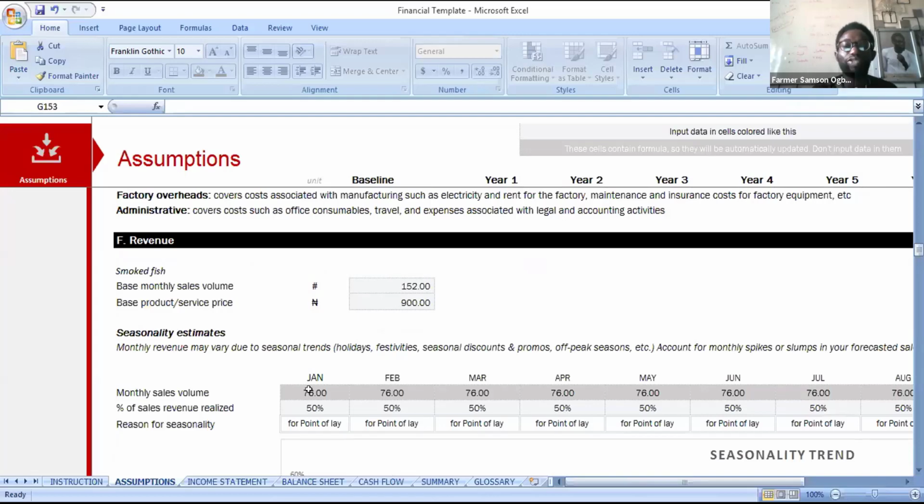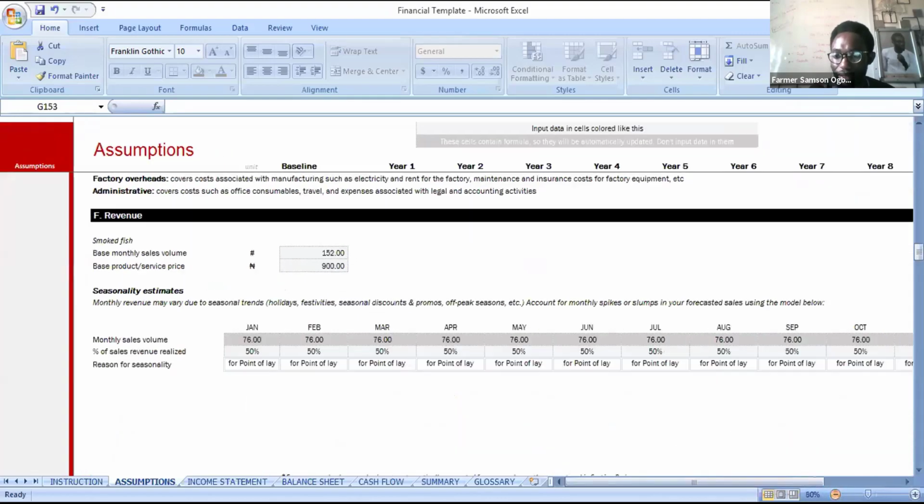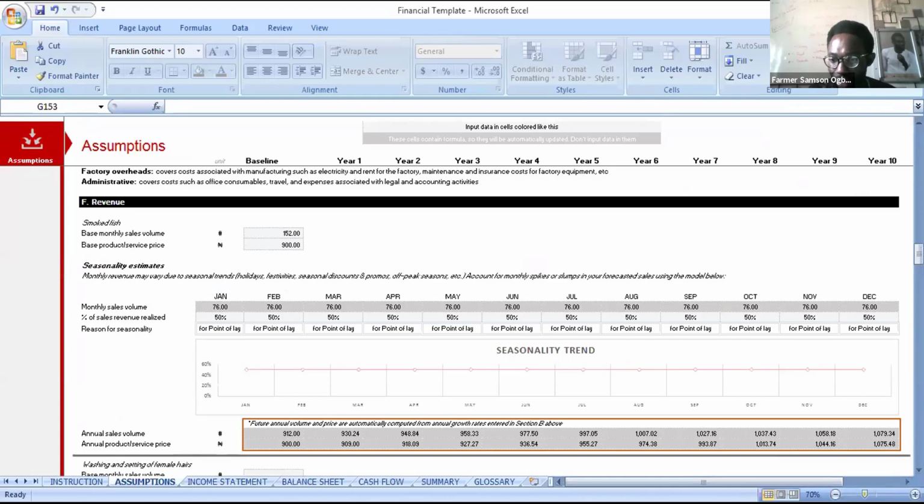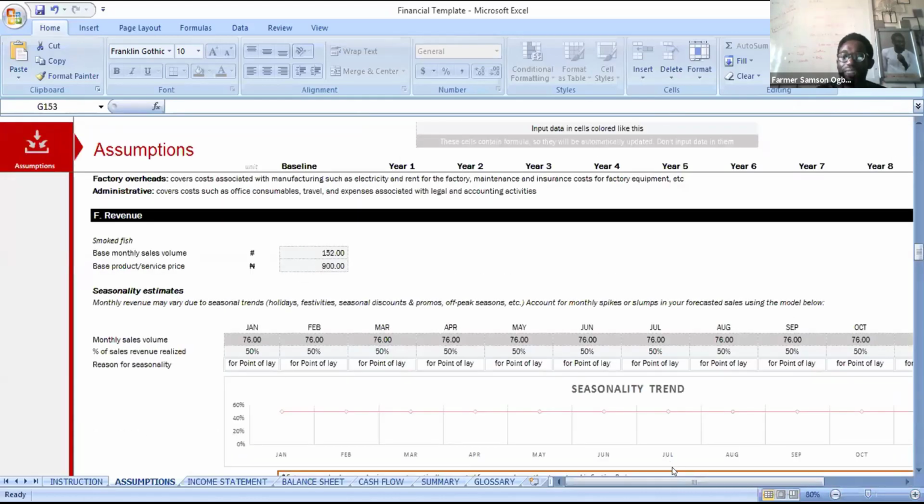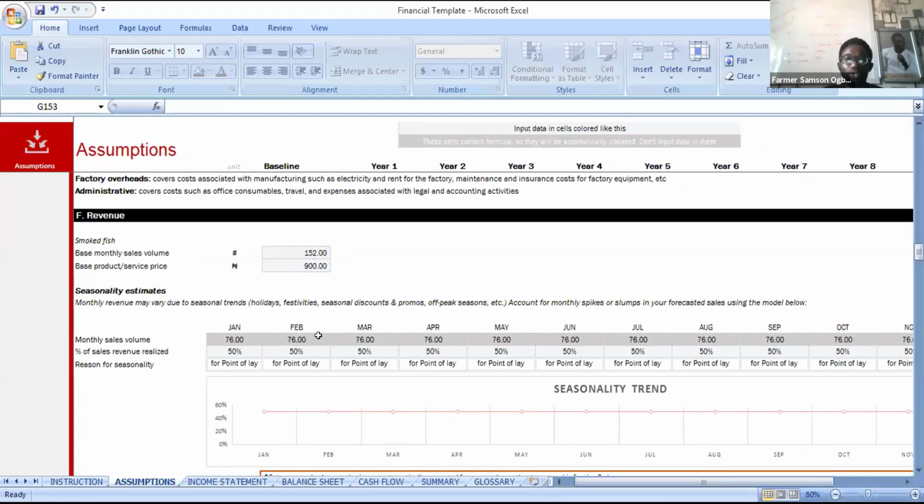Next, this is the good part. We know that your sales may not remain the same all year round. So is there seasonality in your production? Let me zoom this in. I hope you can see; that's too tiny for me. So is there seasonality in what you do? If yes, what is your monthly sales volume per month?